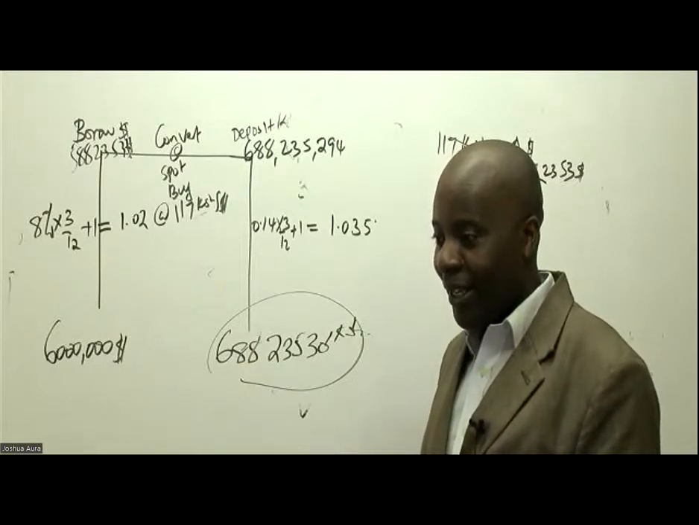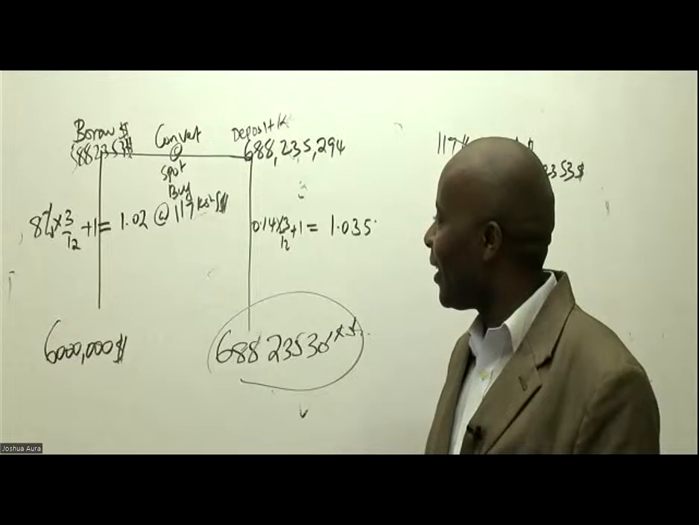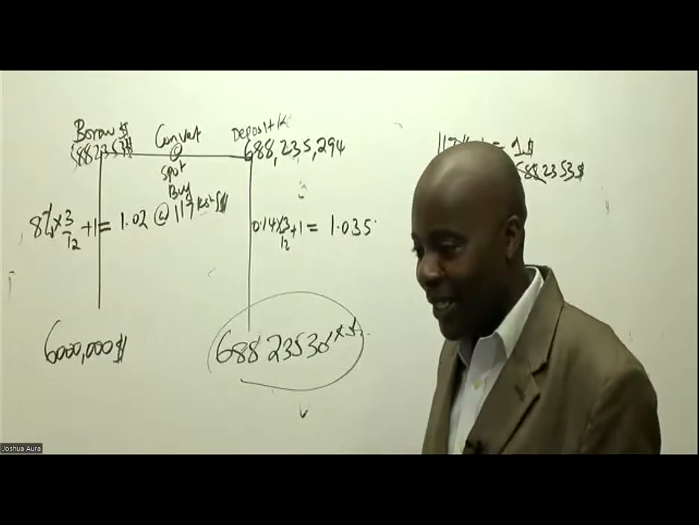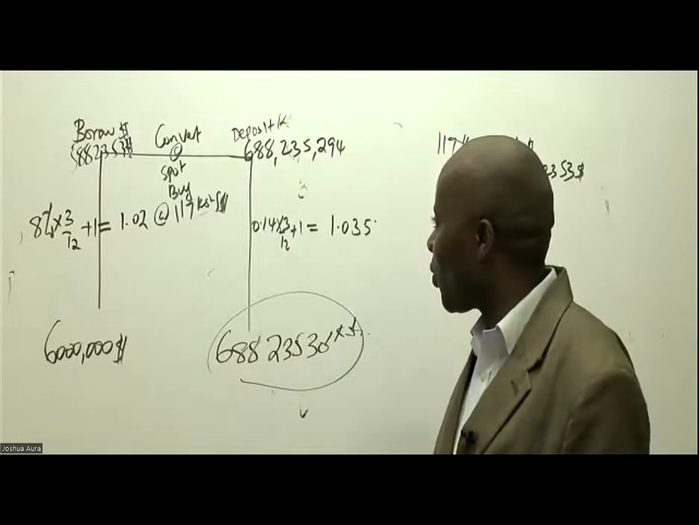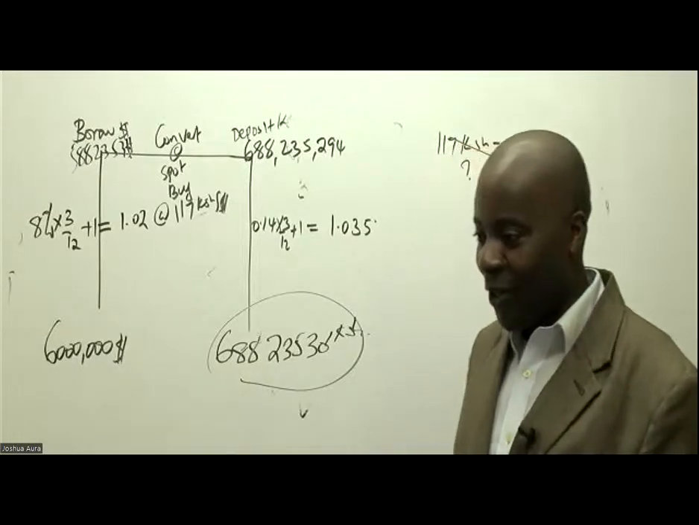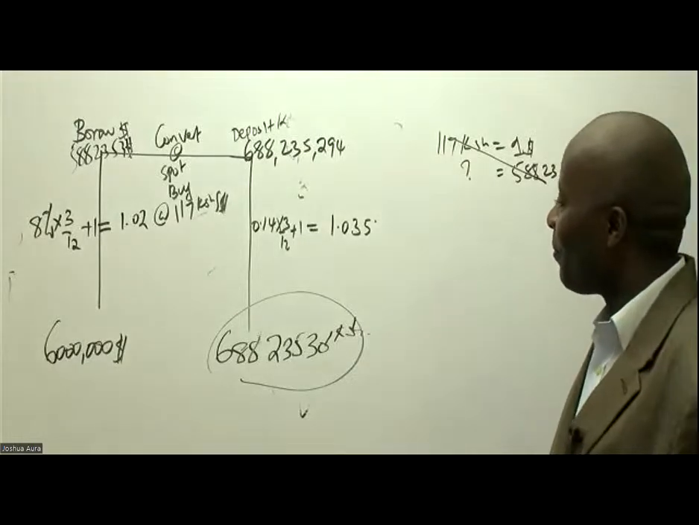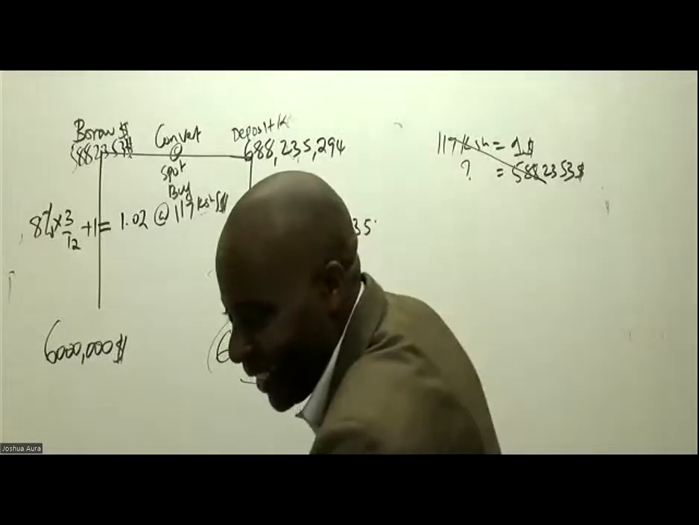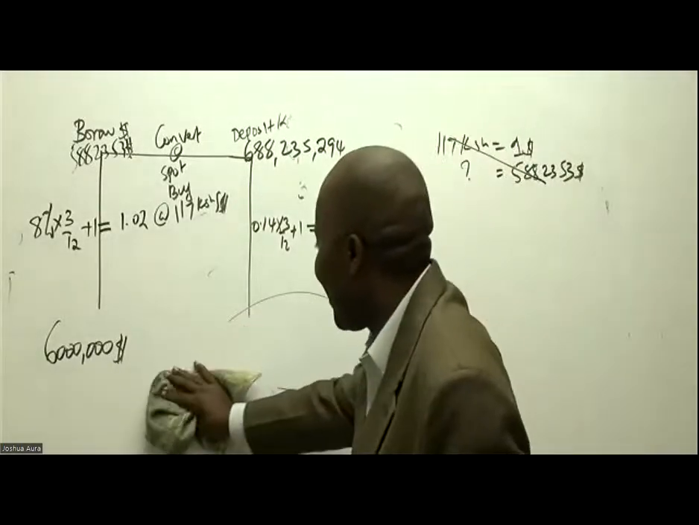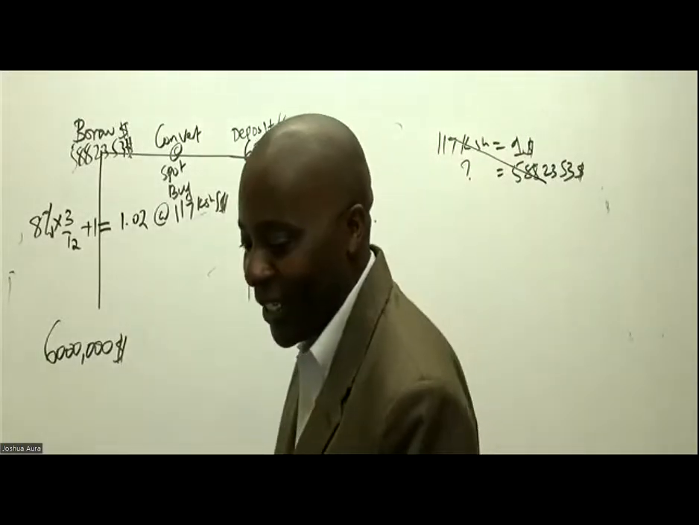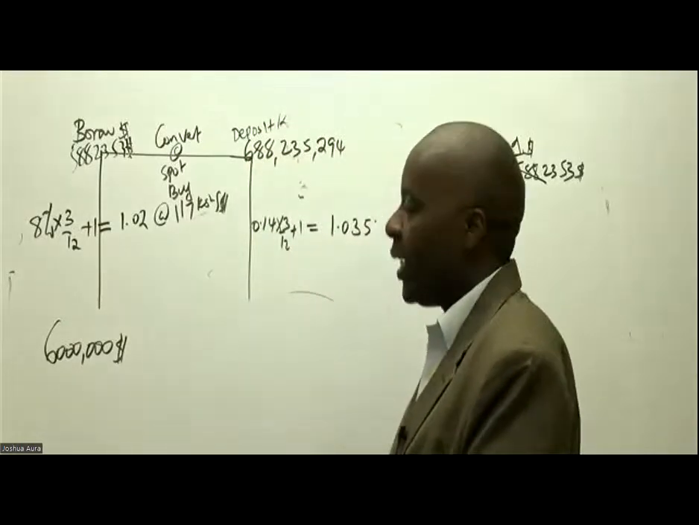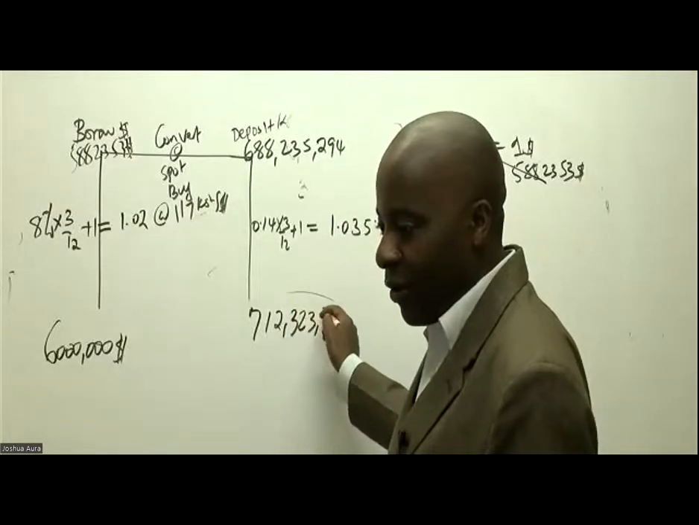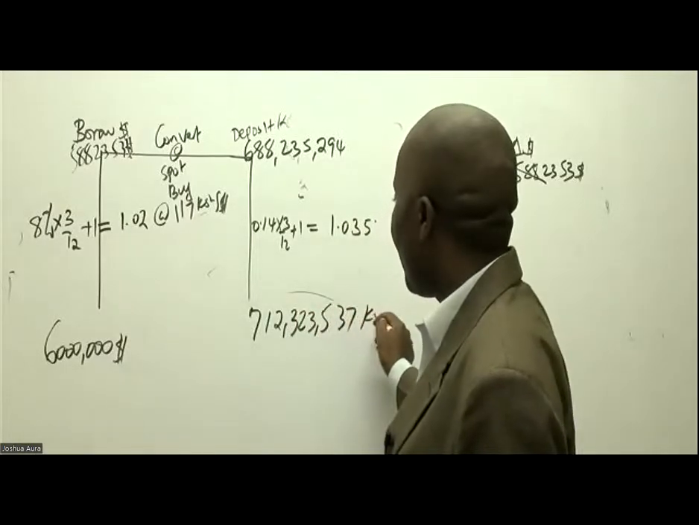Oh, Lily has come up with a different figure. Even Naomi again is getting a different figure. So who should I trust? No, too bad. I thought they were a bit different. So when you multiply it down, I'm supposed to be getting 712,323,537 Kenya shillings. Thank you very much.